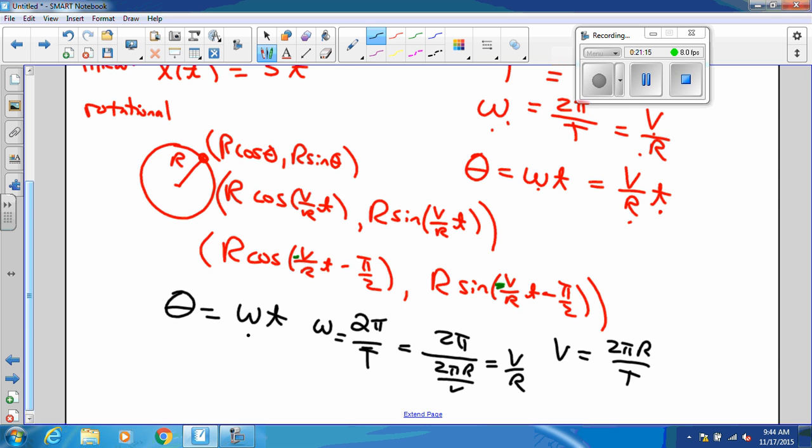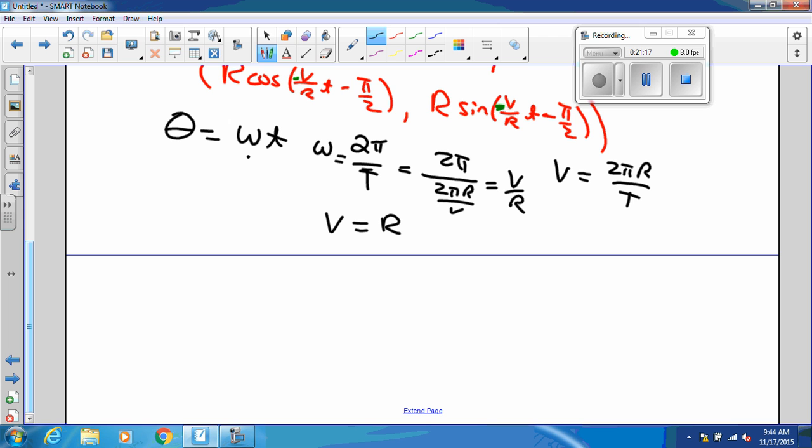Or, if you've had physics and done rotational physics, you may remember that v is equal to r omega. And so if I divide both sides, omega is equal to v over r. And that makes life easy. Okay? So we have 3 components. We have our radius, which was easy enough. We have our omega, which is speed over r. And we have the starting angle, which is sometimes called phi, the phase angle.